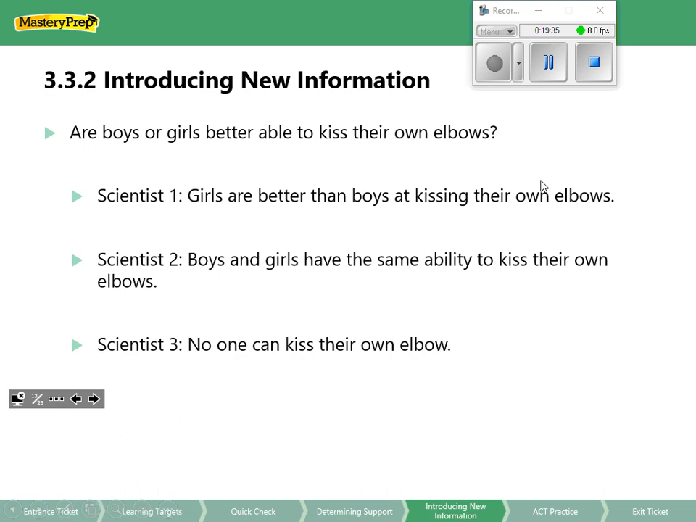Okay, let's do an experiment. 2 scientists have an argument, and we're going to see who is right. Scientist 1 says that girls are better than boys at kissing their own elbow. Scientist 2 says that boys and girls have the same ability to kiss their own elbow. And scientist 3 says no one can kiss their own elbow. So what do we think?